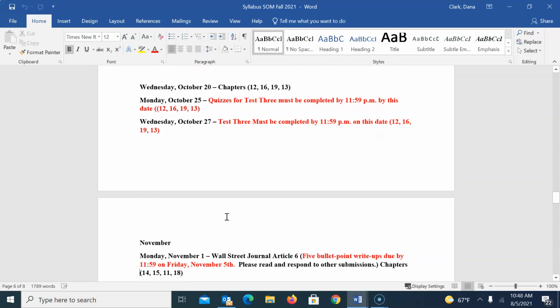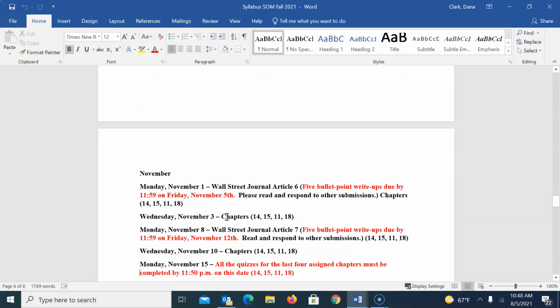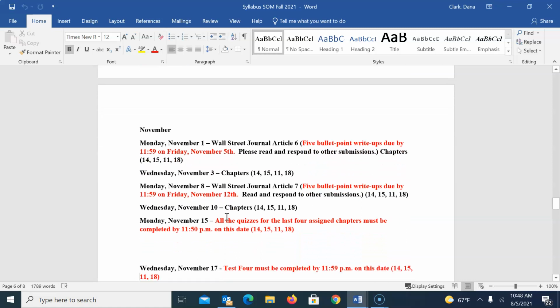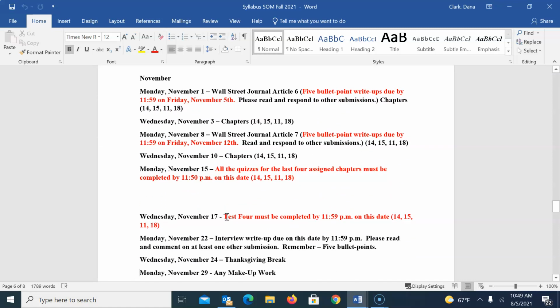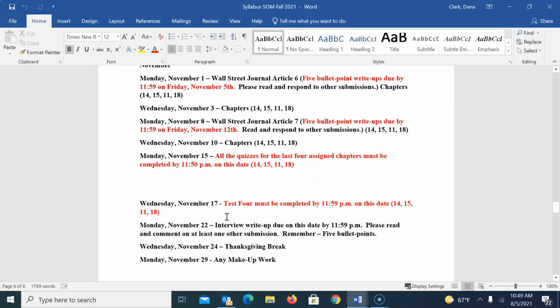Again, Wednesday, October the 27th, test 3 with the quizzes due the day before. Set it up this way. Again, we have test 4 done by Wednesday, November the 17th. I think we're pretty good with this.